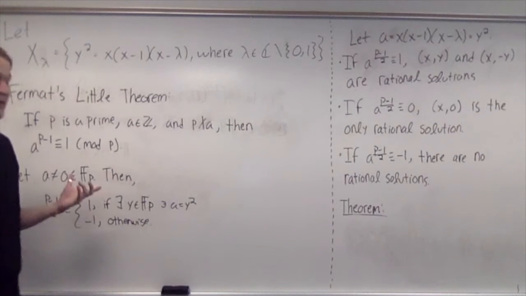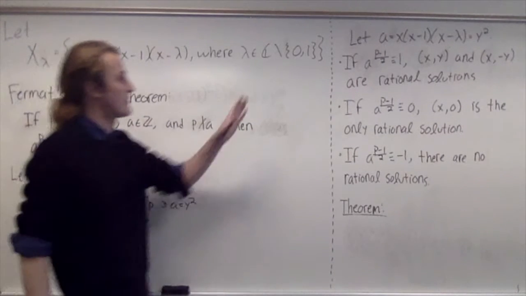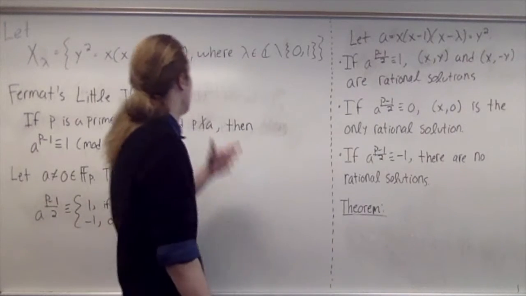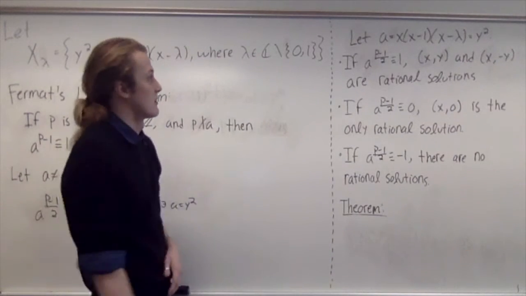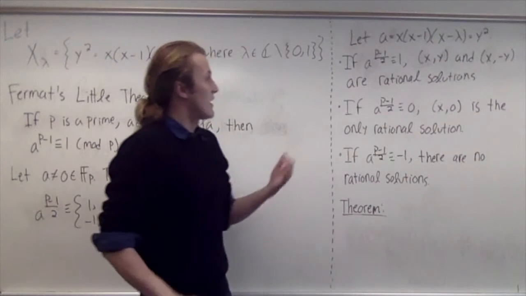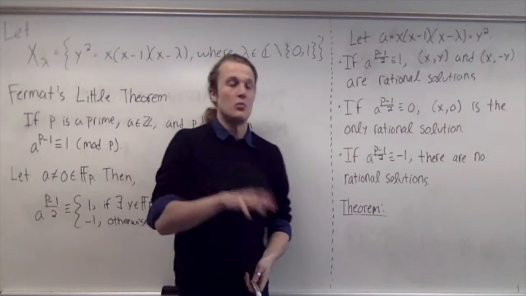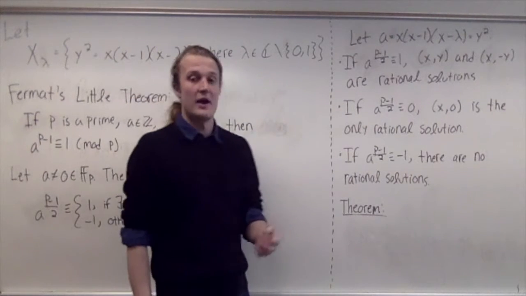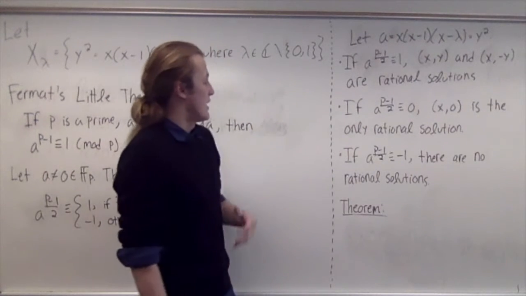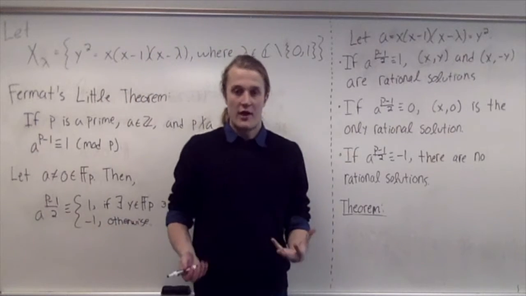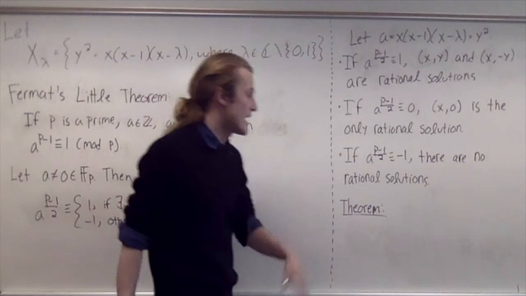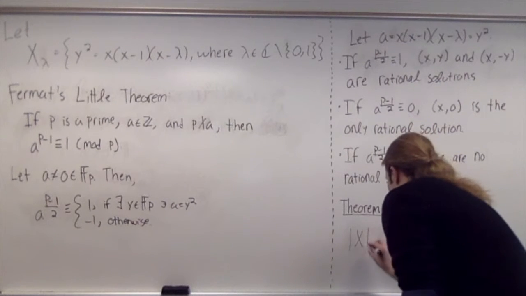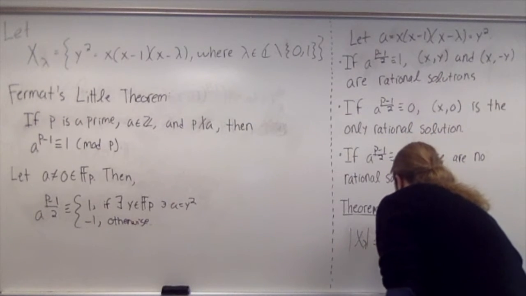So given this corollary, I actually have this result over here, where if I let a be equal to the right-hand side of my elliptic curve in Legendre normal form, then I know that if a^((p-1)/2) is equivalent to 1, then I have two rational solutions. If it's equivalent to 0, I have one rational solution. And if it's equivalent to negative 1, there are no rational solutions. So in this way, I actually can count the number of rational points on my family of elliptic curves, and it's given by this.